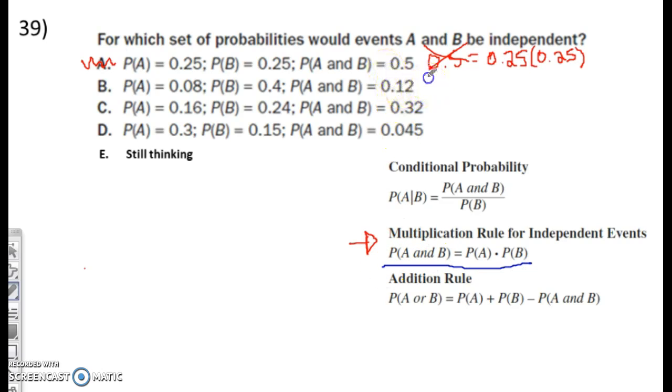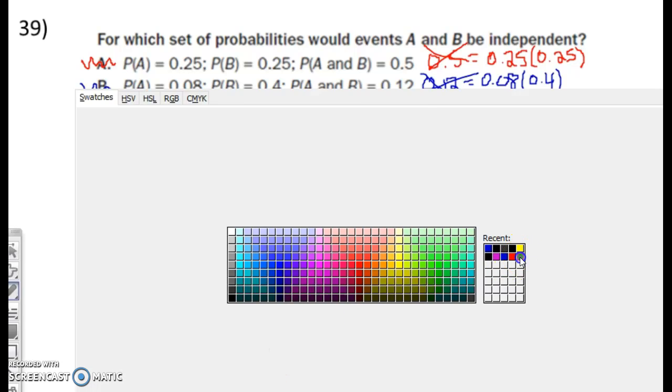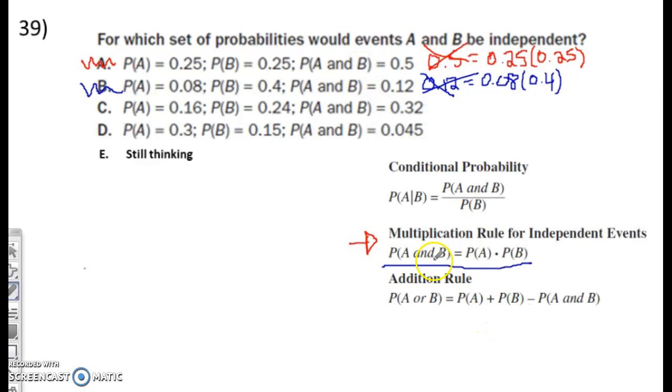So the probability of A and B is 0.12. Then the probability of A is 0.08 times the probability of B, which is 0.4. So I'm going to multiply this side out to see if it equals 0.12. And it equals 0.032. So that does not equal what I want, so it is not independent. We're just going to keep going through checking based on this multiplication rule.